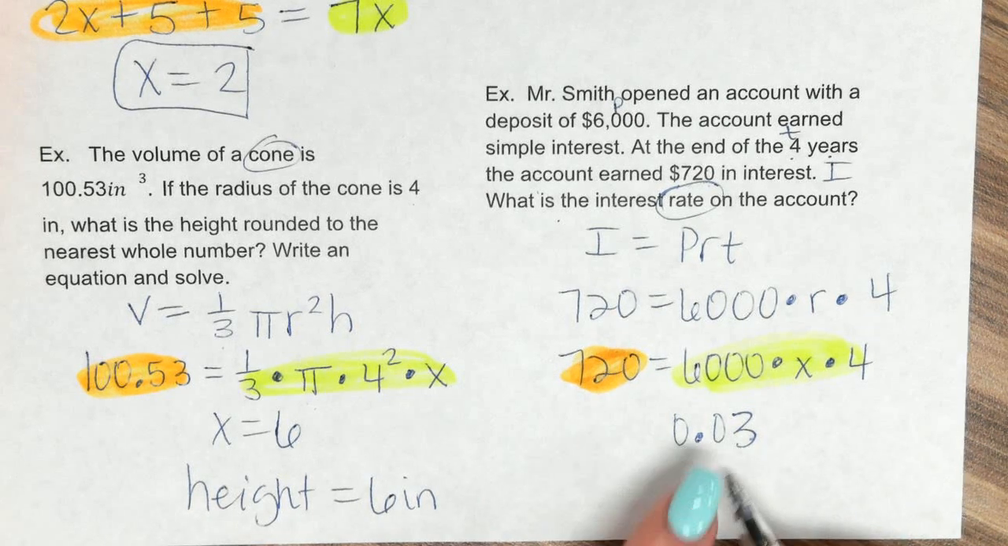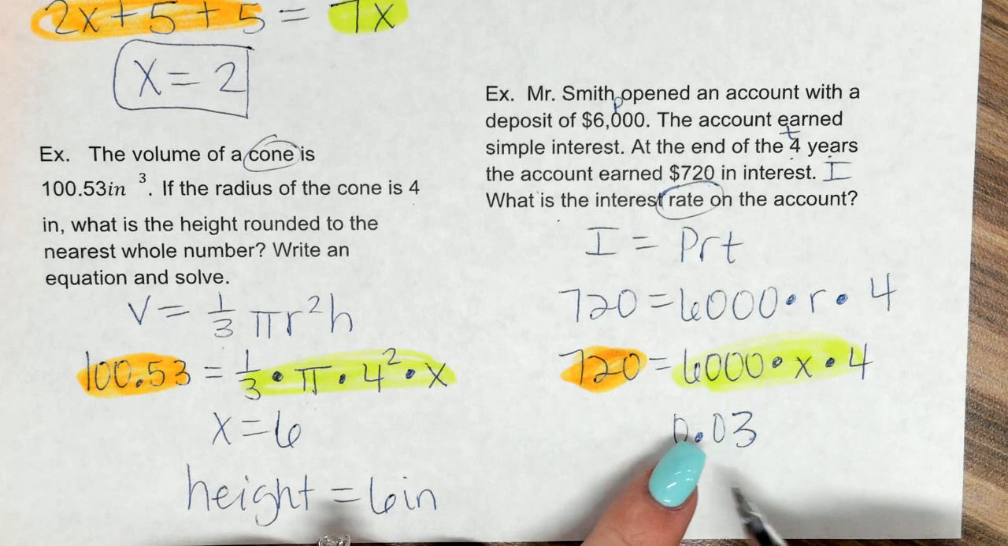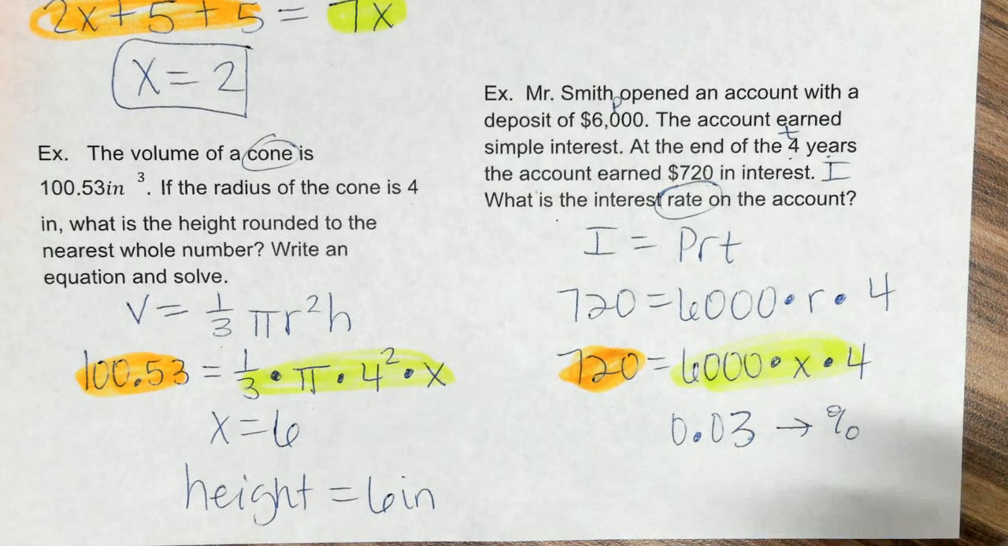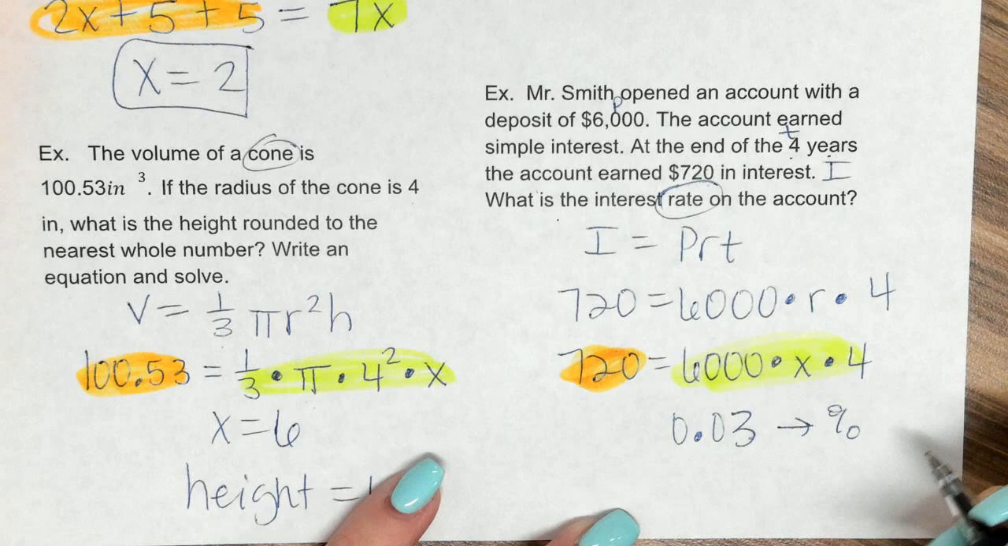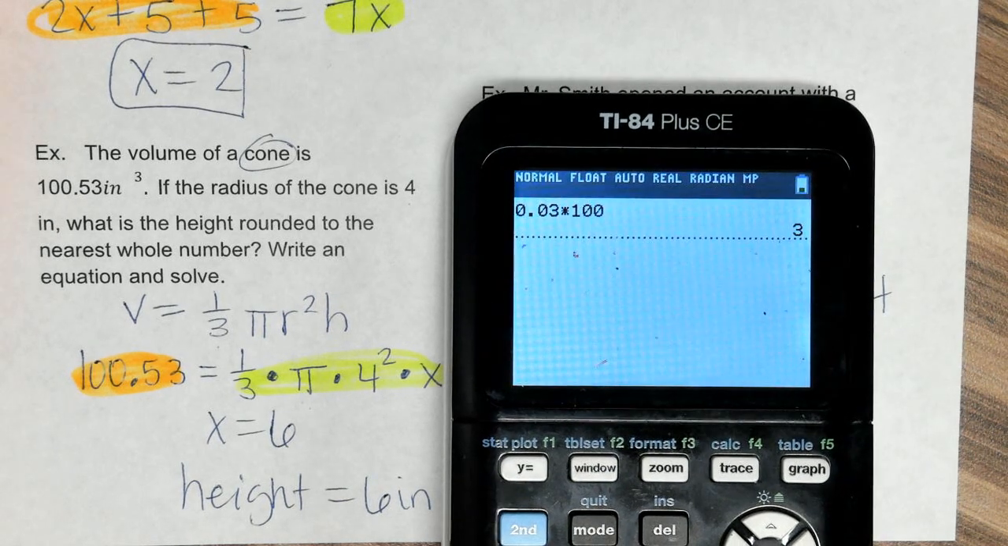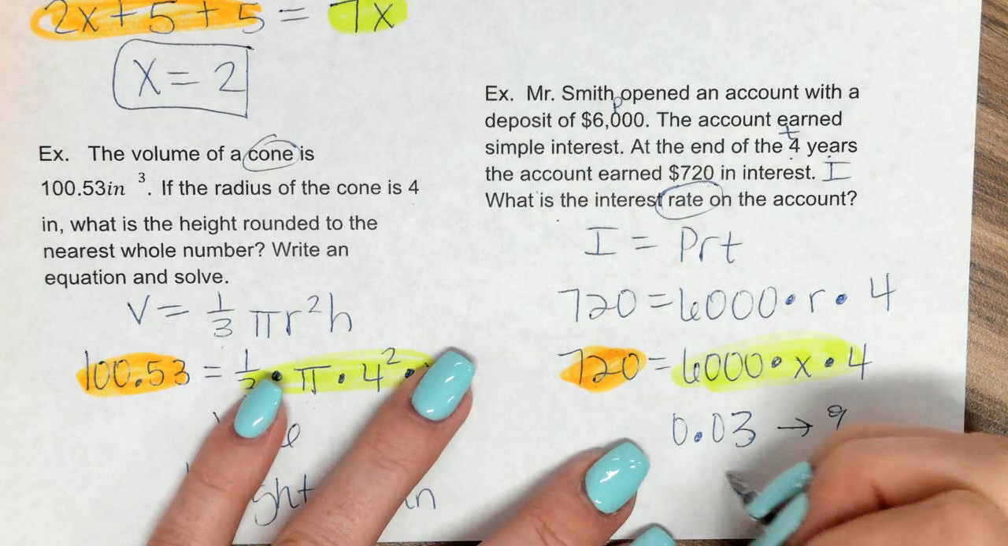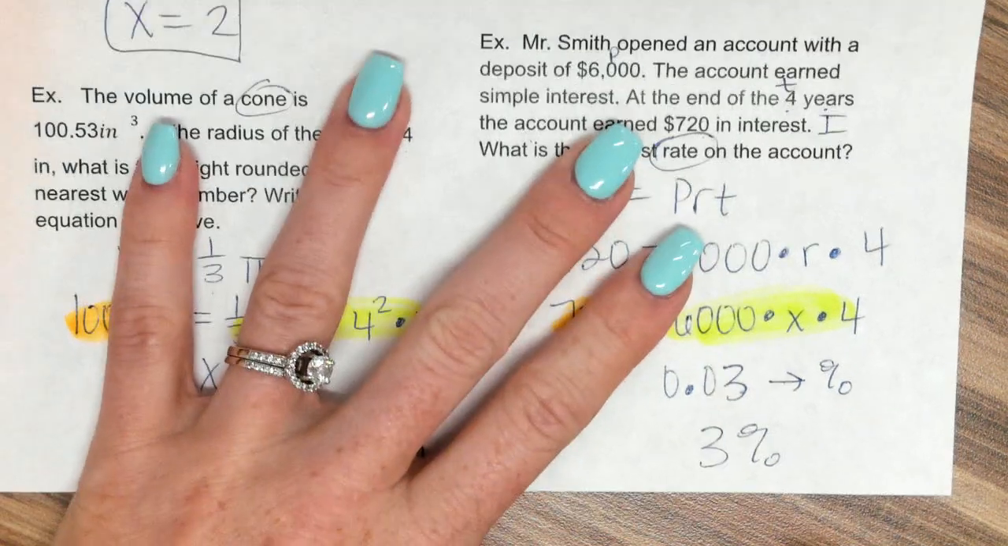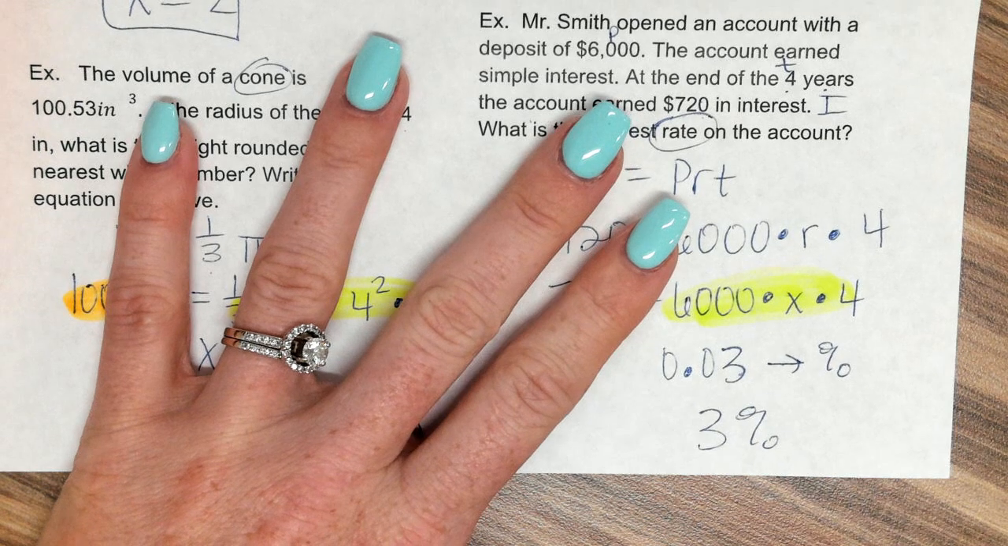Percent. So we take this, it is the answer, but we want to change it to a percent. How did we go from percent to decimal? We divided by 100. So to go from decimal to percent, instead of dividing by 100, I simply multiply by 100. So 0.03 times 100 is 3%. And that would have been the rate.